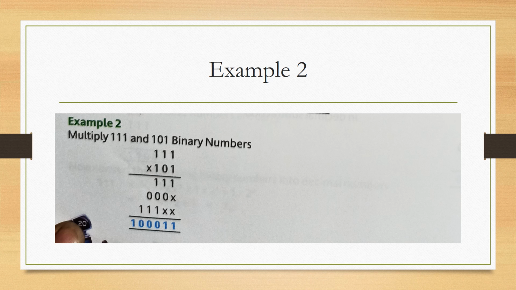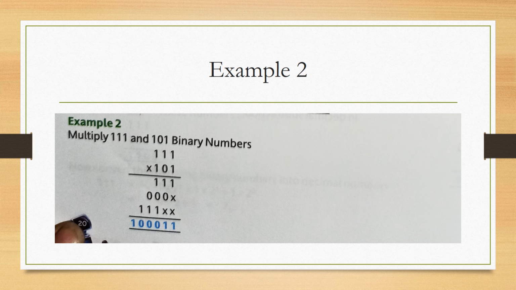One more example of binary numbers, that is binary multiplication. Multiply 111 and 101. Let us start now. 111 into 101. 1 into 111 is 111. Now the second digit is 0. 0 into 111 is 000. Now the last line, we are taking 1 into 111, that is 111.